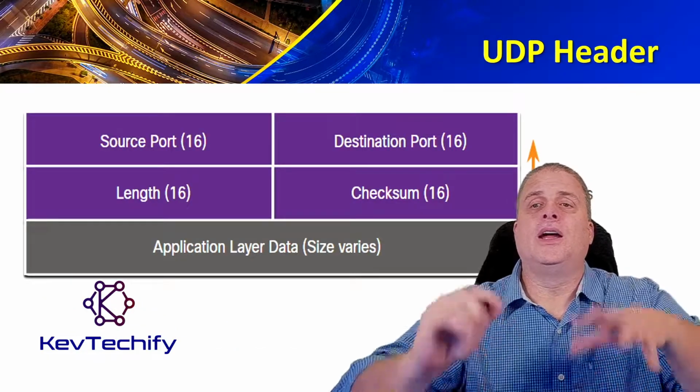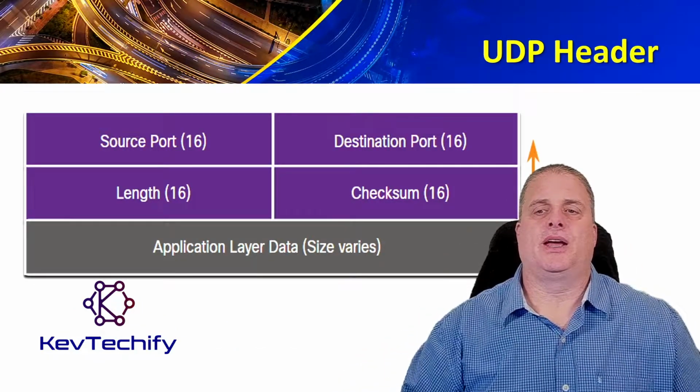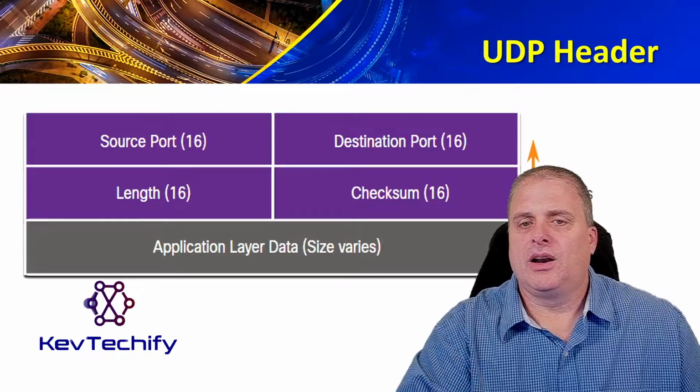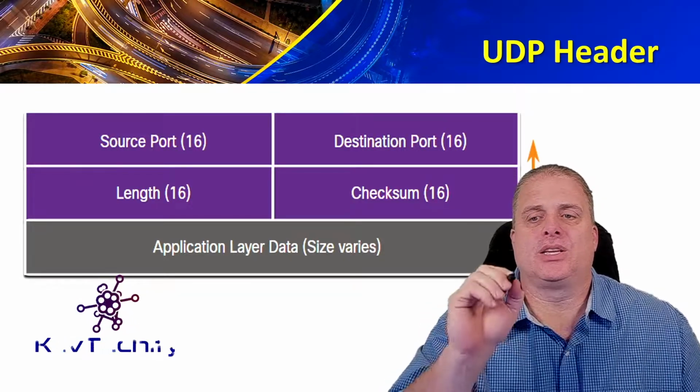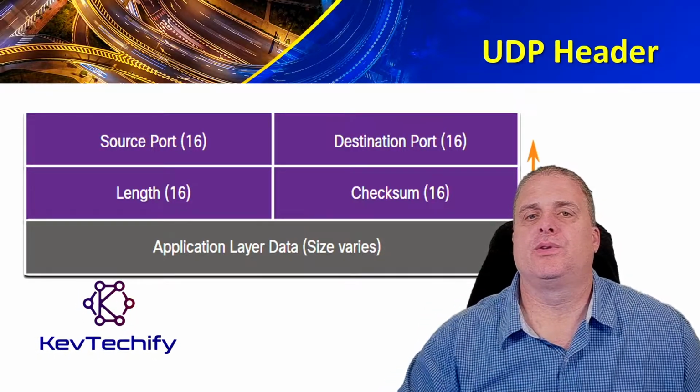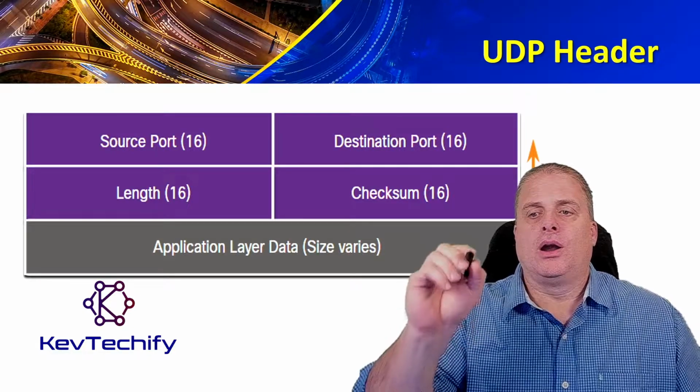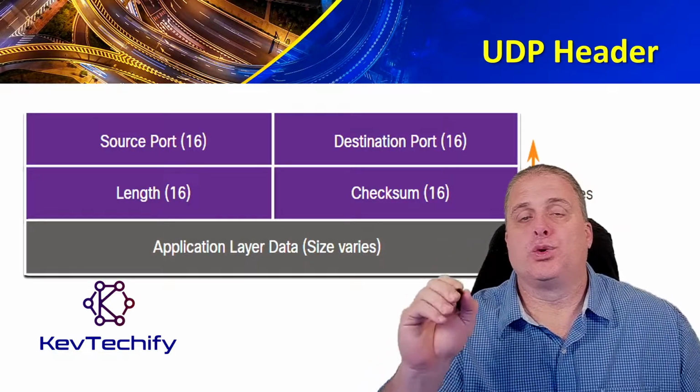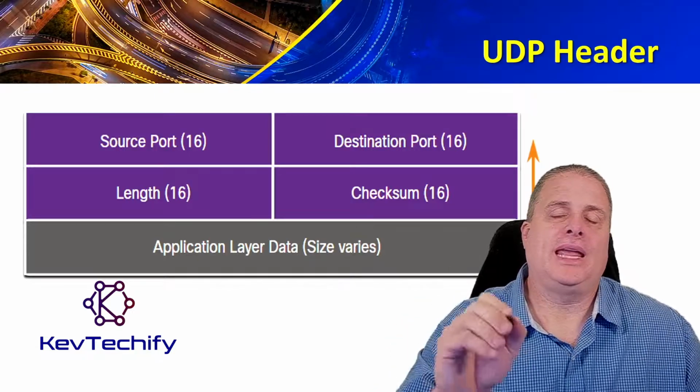The UDP header is much simpler than the TCP header. Here we have the UDP header. It's only 8 bytes long. It is a total of 64 bits long. Remember, the TCP header, that was 20 bytes long. Here, this is only 8 bytes.